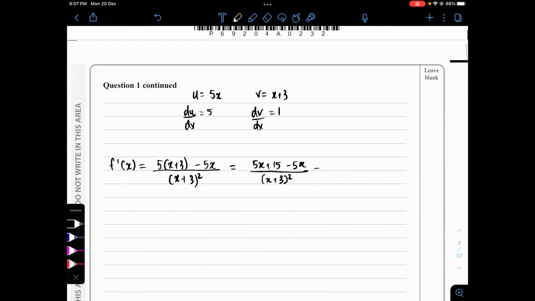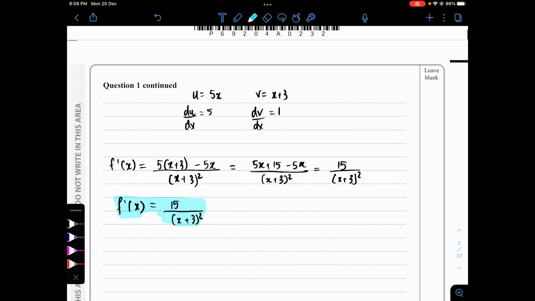So this will now result in 15 over x plus 3 squared. So for the differentiation of f(x), f dash of x will be 15 over x plus 3 squared. So that's our final answer for part I.